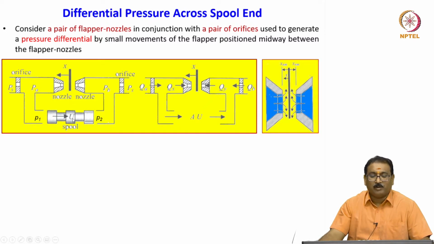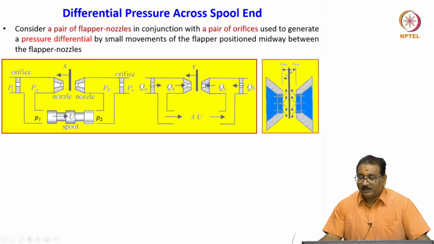This is a spool valve, U is the velocity. How will it be moved? When the torque motor is energized, the flapper will move this side or this side. For example, if it moves this side, the pressure will build here, P1 is greater than P2, and the spool will move, correct. Now here I am showing you A into U. A is the area of the spool, pi by 4 dP square, and U is the velocity.